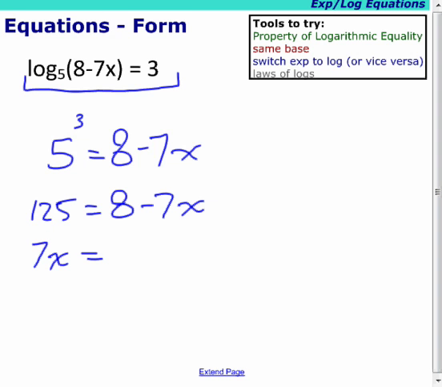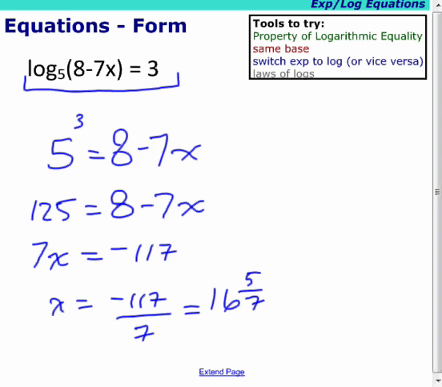5 cubed is 125, which is equal to 8 minus 7x. I'm going to move the 7x to this side to make it positive, and move this to the other side. That would be about negative 117, I think. Divide both sides by 7. Negative 117 all over 7. And when I divide that, it comes out to negative 16 and 5/7. Or you can use the decimal equivalent of it as well.